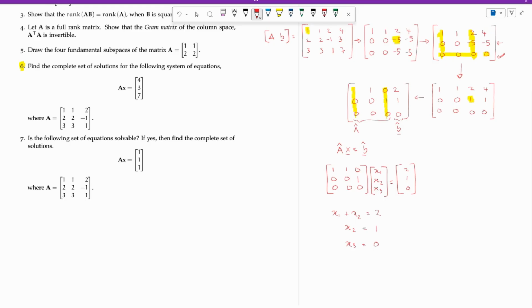Okay. And when you have this, the next step we do is we express the components corresponding to the basic columns in terms of the non-basic columns. The components corresponding to the basic columns are x1 and x3. Right? Okay. So we keep that on the left-hand side. So we have x1 equals 2 minus x2, x3 equals 1.